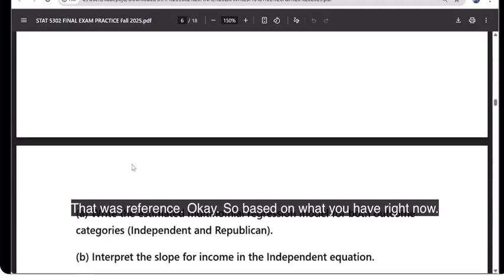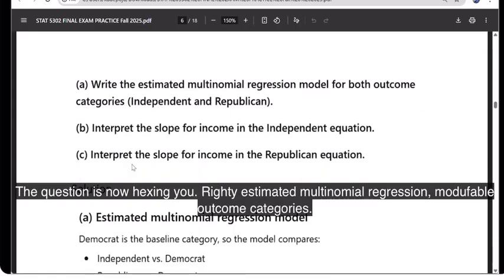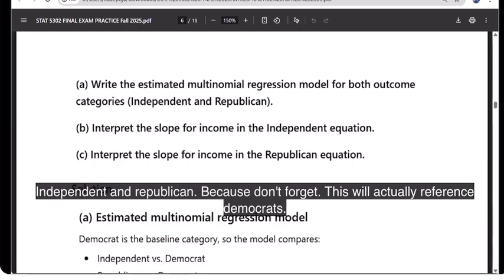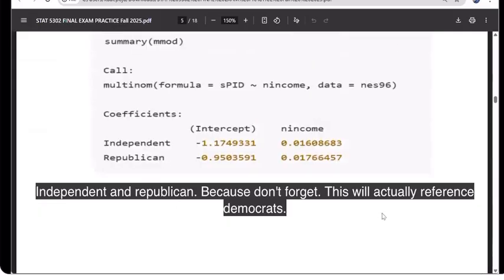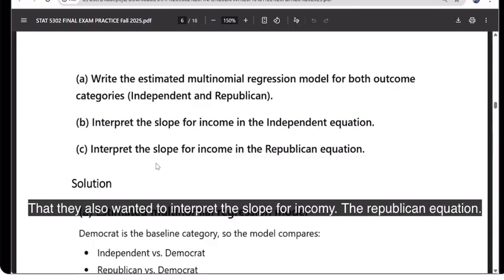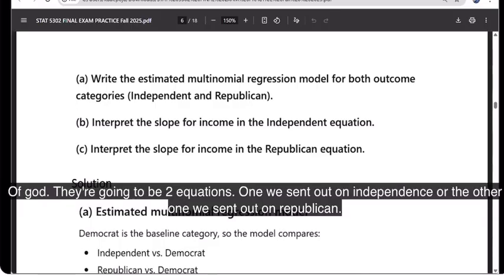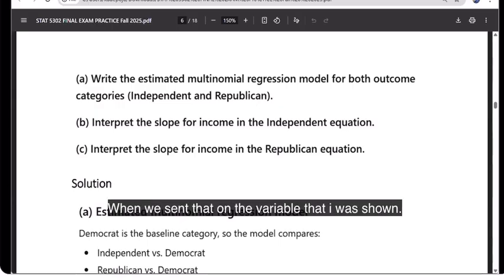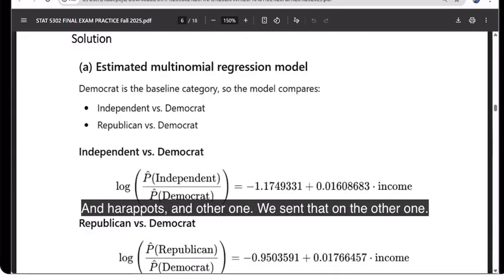Okay, so based on what you have right now, the question is asking you to write the estimated multinomial regression model for both outcome categories, independent and Republican, because don't forget, these are relative to the reference, Democrats. Now part B is to interpret the slope for income in the independent equation. Then they also want you to interpret the slope for income in the Republican equation. Of course, there are going to be two equations. One centered on independent, and the other centered on Republican. Which means one is centered on the variable that was shown in the output, and the other on the other one. So take a look at that.